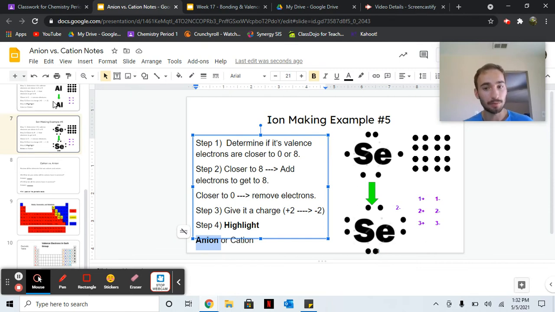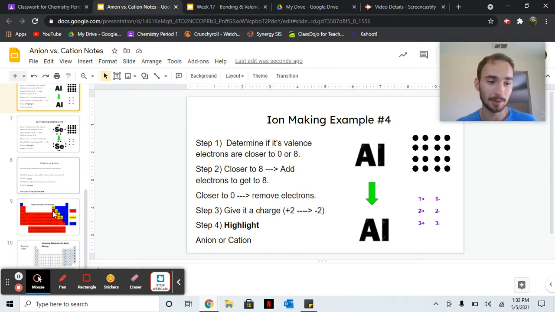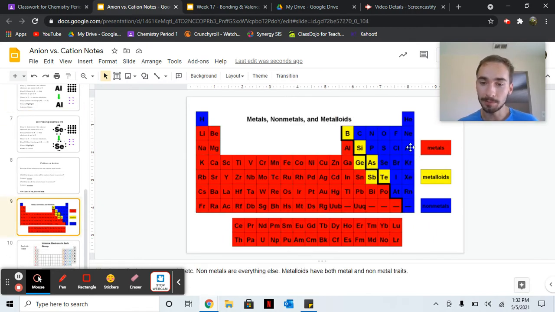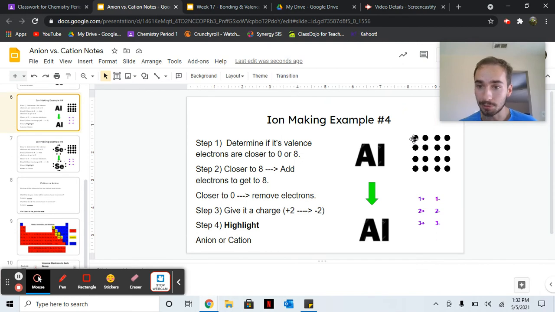However, let's try aluminum. First, we have to figure out aluminum's valence electrons. So find aluminum on the periodic table. Aluminum is right here. Remember, column 1 is 1, and 2, you skip these, and then you go to 3. So aluminum is in column 3, so it has 3 valence electrons. Since aluminum has 3, we're going to add 3 dots. 1, 2, 3.